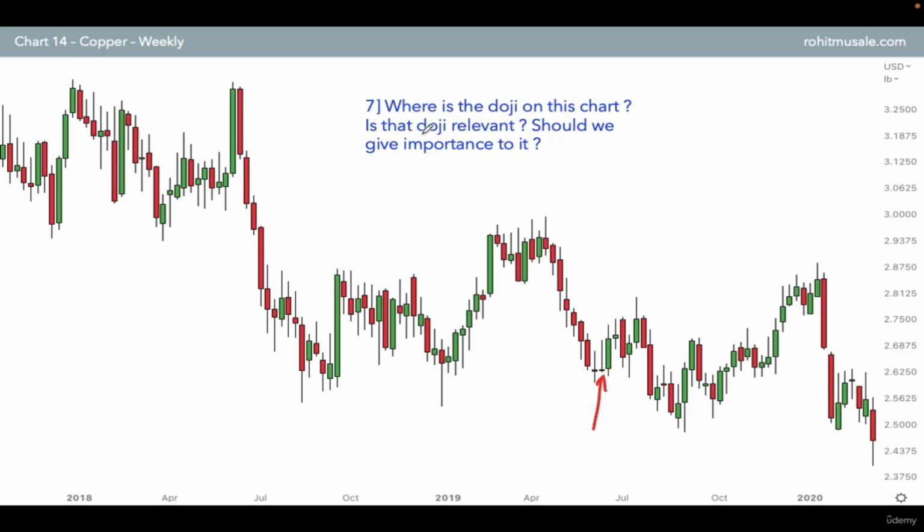And is that doji relevant? Of course it is relevant because it's coming after a downtrend. It is signaling that the downtrend is likely to end. And should we give importance to it? Of course we should give importance to it, because not only is it a doji, but it's also completing an inverted hammer.